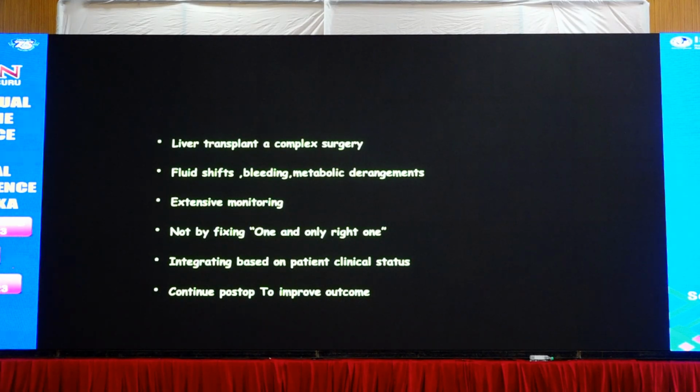Now to conclude, liver transplant is a complex surgery. You get a lot of fluid shifts, a lot of bleeding, and a lot of metabolic derangement. So it becomes vitally important that you monitor extensively. To what extent and which type of monitor to choose is based on the individual and the institution. You don't fix on one and only one right monitor, but you integrate monitoring based on patient clinical status. Another important aspect is that you continue the monitoring post-op so that you improve the outcome.